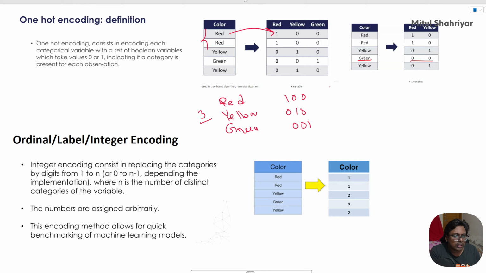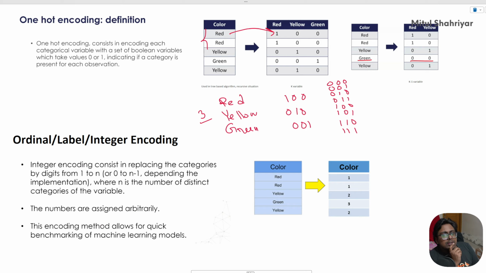Because if we start with 0 0 0, 0 0 1, 0 1 0, 0 1 1, 1 0 0, 1 0 1, 1 1 0, 1 1 1, that is 1, 2, 3, 4, 5, 6, 7, right? Did I miss anything? Oh yeah, I did miss 0 0 1. My bad. It should be 0 0 1 and obviously 0 0 0. So we have 8, right?